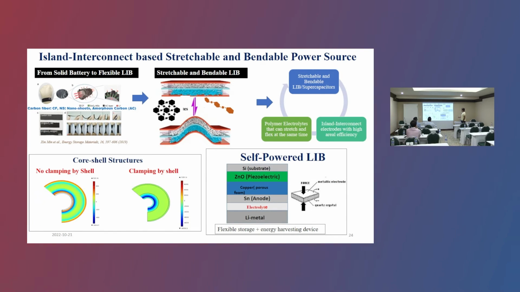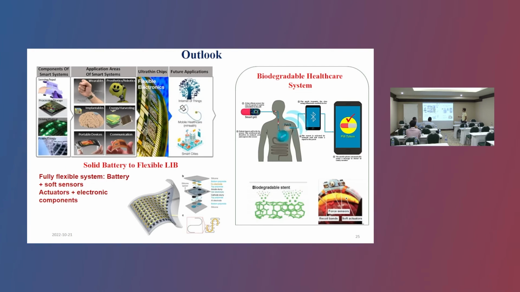These are a few areas we are now working on, like how to go from solid battery to flexible lithium-ion battery. Because if you are going to make stretchable, flexible electronic devices, of course you need a battery that is flexible and stretchable itself. So we are working on different ideas, like combining our own stretchable interconnects on those devices, and also on how to reduce the stresses and strain of those core shell structures. And the third area is self-powered lithium-ion batteries. This is one of the ideas we are working on now. So this is the outlook overall, okay?